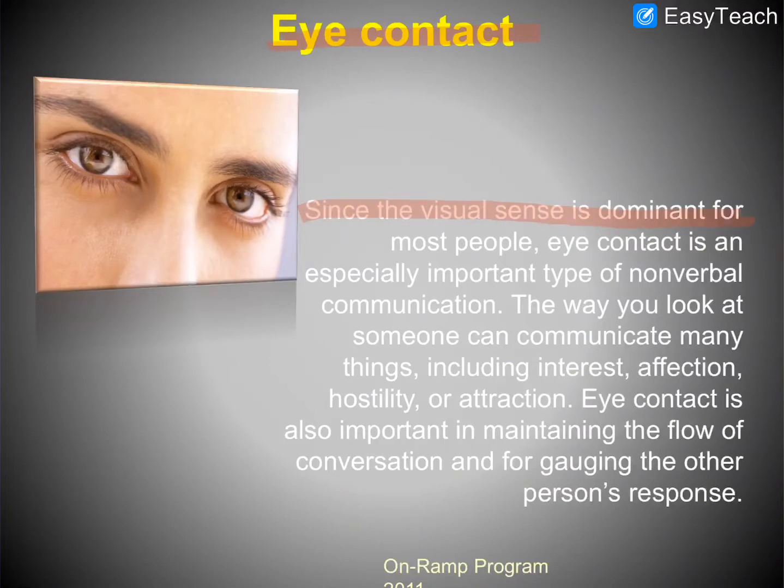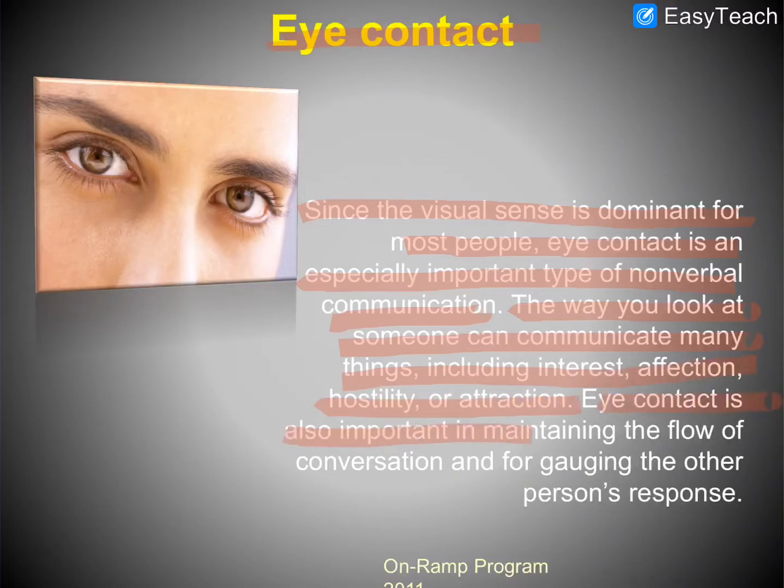Since the visual sense is dominant for most people, eye contact is an especially important type of nonverbal communication. The way you look at someone can communicate many things including interest, affection, hostility, and attraction. Eye contact is also important in maintaining the flow of the conversation and gauging the other person's response. Sometimes you're just staring at people with a stare like you're angry, so people will know it's actually nonverbal communication. Okay, eye contact.